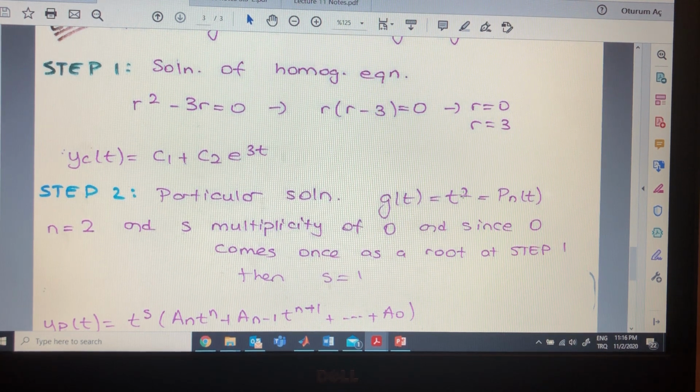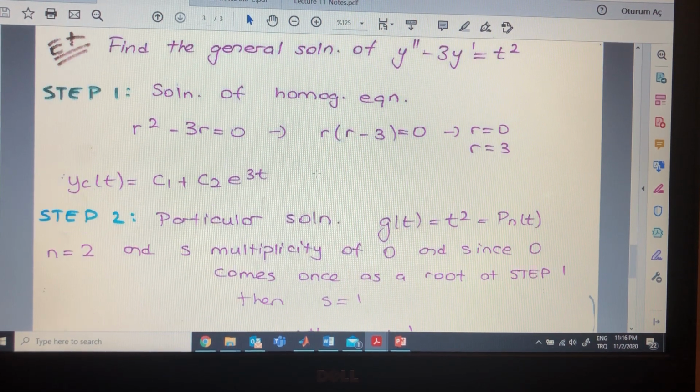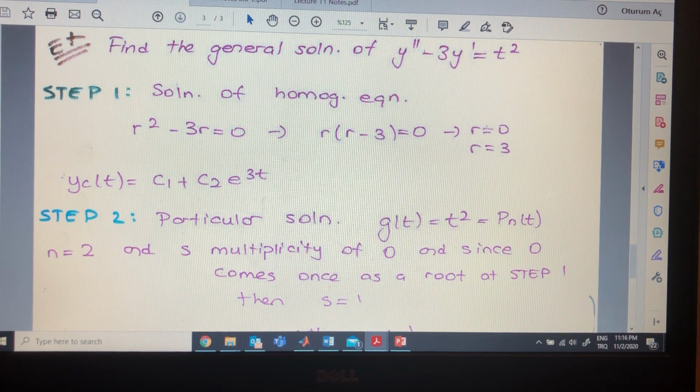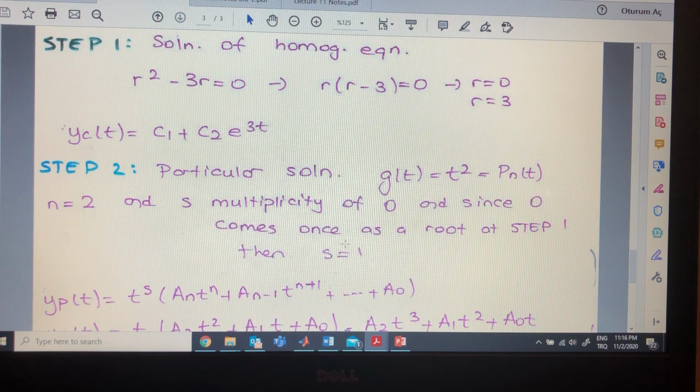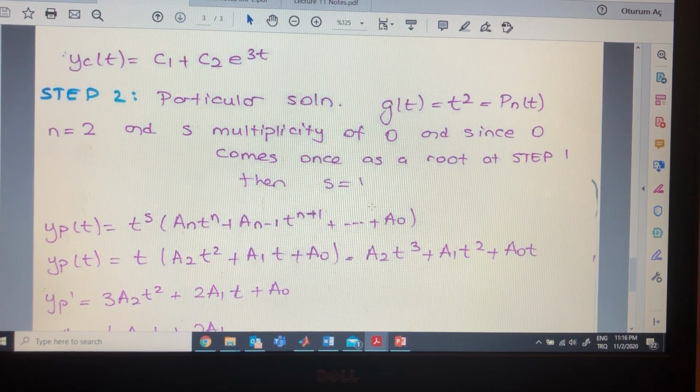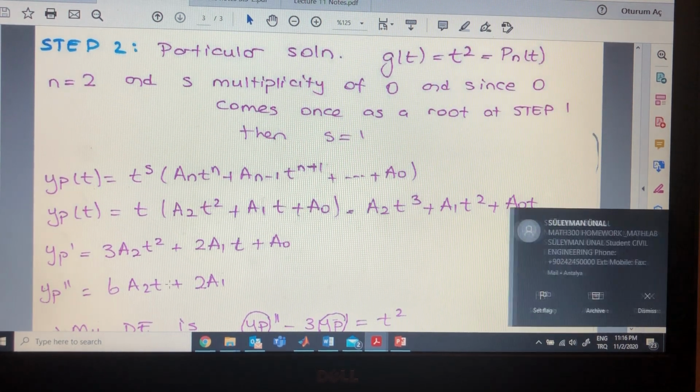Since this is second order, my n is 2, I can directly say that, and s is how many times 0 is coming. Let's check the first step. Is 0 a root? Yes, it is. It's coming once. That's why s is 1. Now I can write my trial form t to the s times an nth order polynomial, but my n is 2 and my s is 1, so I plugged in 1 for s and I will get the second order polynomial here because n is 2. n is 2 because my g of t is t squared, right? And if I multiply by t, I will get this one as a trial. I need to take the first derivative, second derivative.